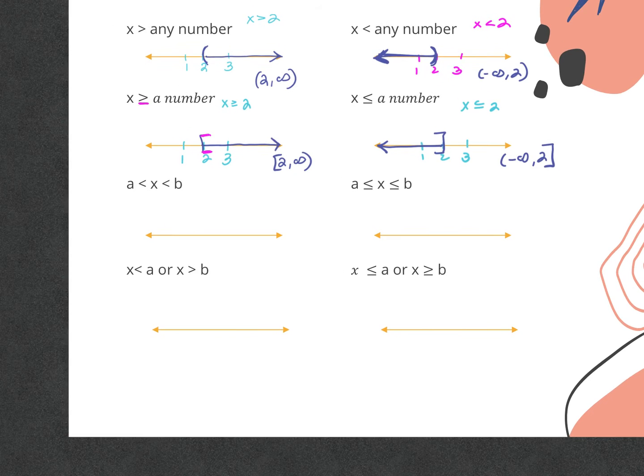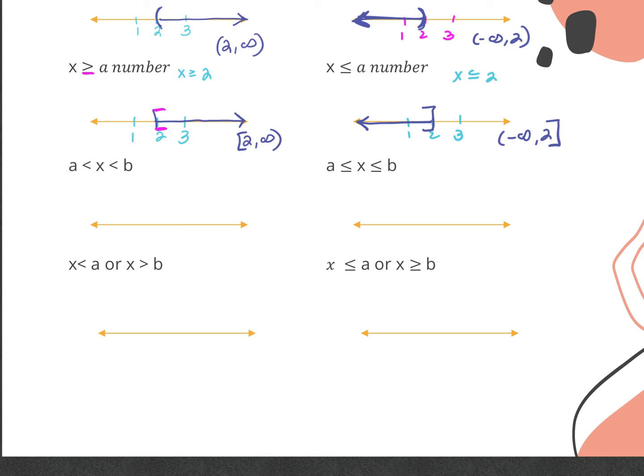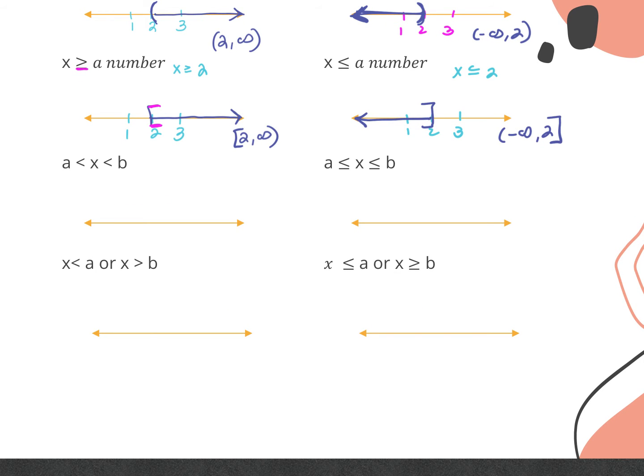All right, so then let's say we've got a compound statement. So the first ones are and statements. A is less than x, which is less than b. Or x is greater than a and less than b. So this could be a statement like negative 2 is less than x, which is less than 2. That's what that could look like. So I could do negative 2, negative 1, 0, 1, 2. As long as you have 3 of those points, you don't have to have all of them.